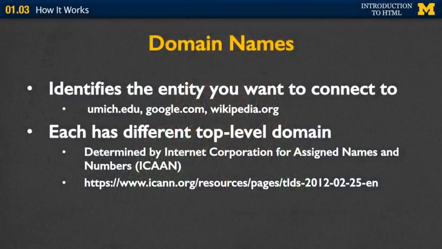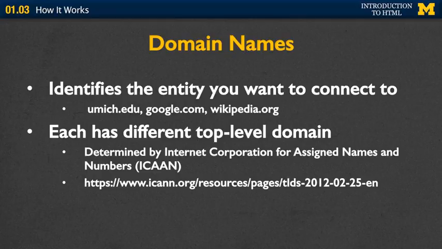The domain name is the fancy way of saying, hey, this is where I want to connect to. So you've seen a lot of them. There's umich.edu, or google.com, or wikipedia.org. Right away, the UMich, the Google, and the Wikipedia identify the company that you're trying to connect to. Each one of these, though, as you know, has a different, what we call a top-level domain.